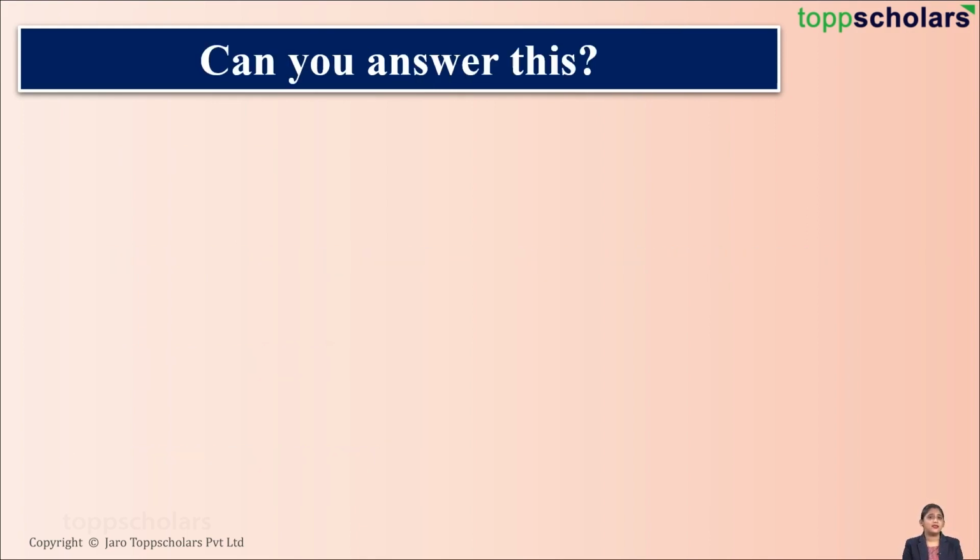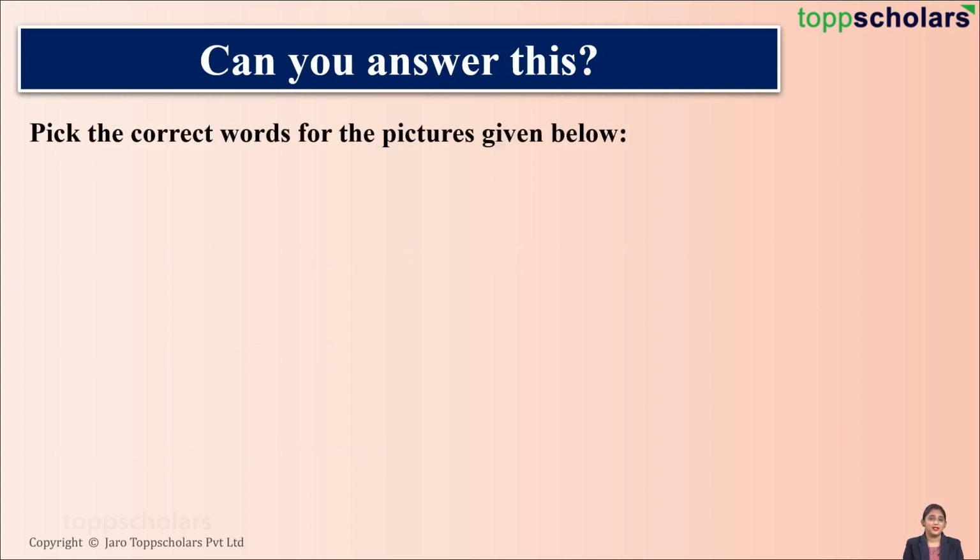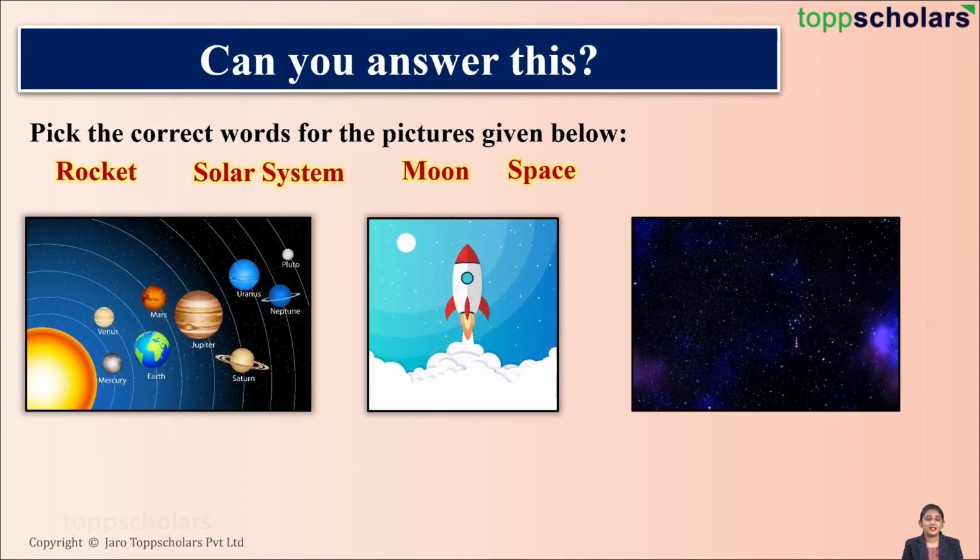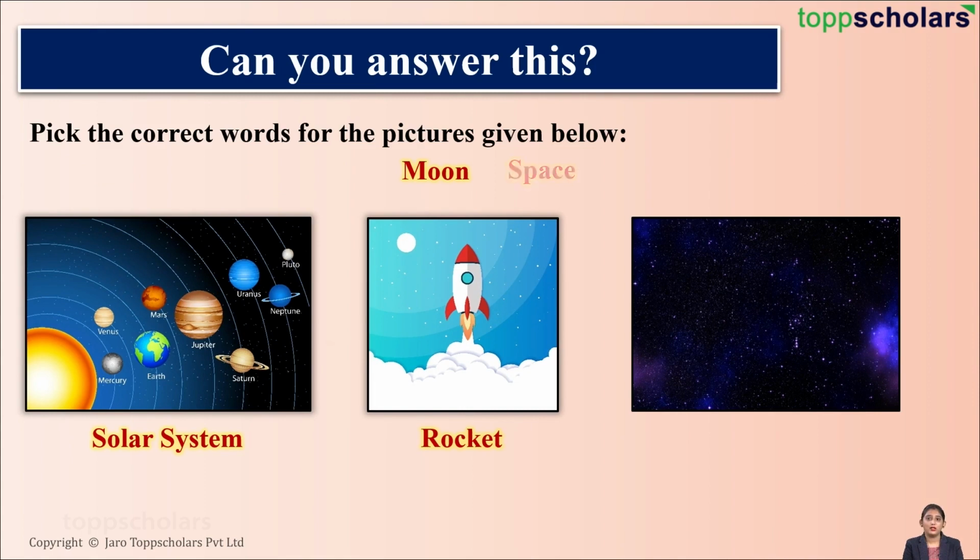Now let us see whether you can answer this. You need to pick the correct words for the pictures given below. So these are the words and these are the pictures. The first one indicates, yes, the solar system. Excellent. What about the second one? What does it indicate? It indicates a rocket. And the third one? What does it indicate? Yes, it indicates space. Very good.